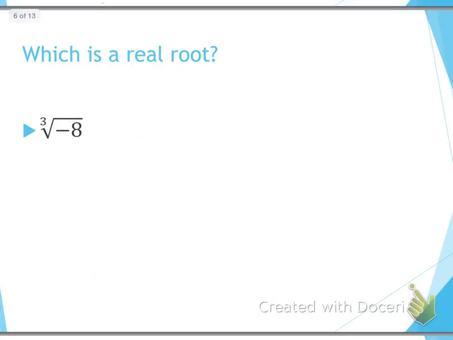Okay, my next one, what multiplies to get me negative 8? I'm trying to get it cubed so I can get rid of the 3 on the outside there. So negative 2 cubed gets me negative 8 so that they cancel. So the cube root of negative 8 is negative 2.